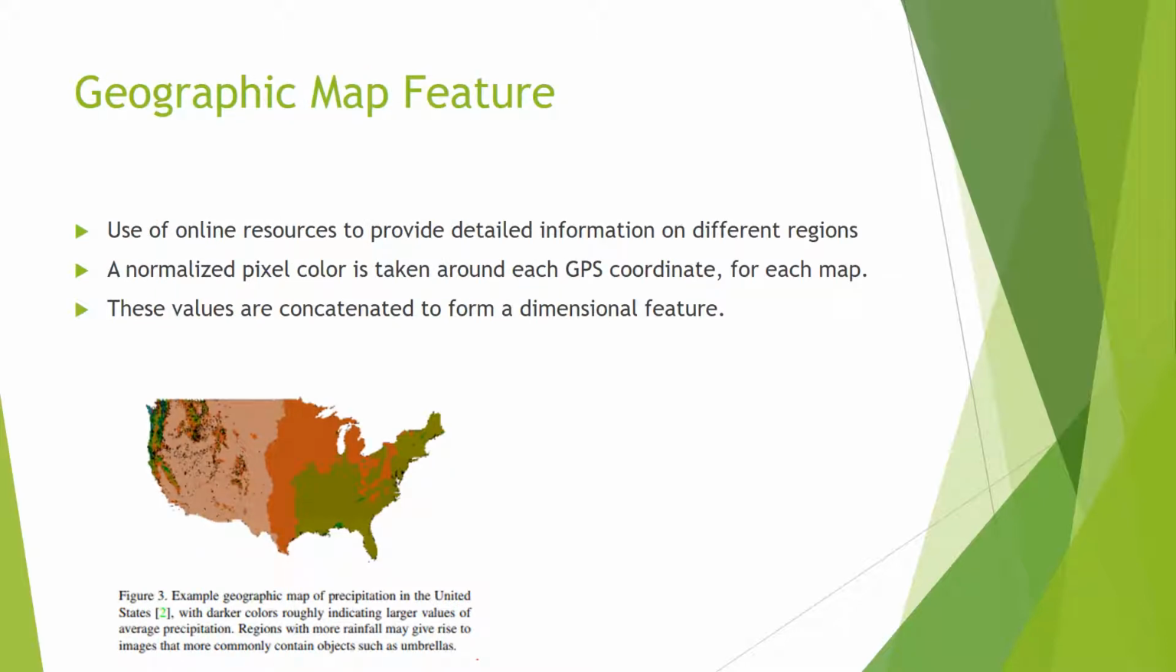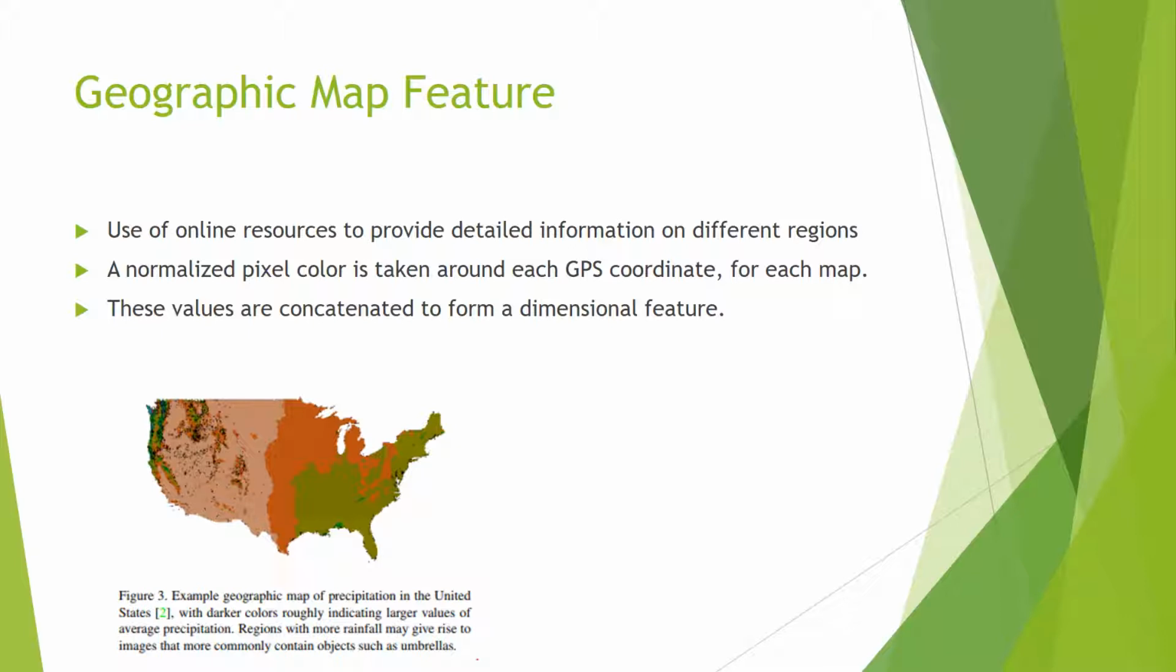Geographic map features. There exist many different types of geographic maps and datasets. Using indicators from these maps, we may be able to determine how likely an object may appear. For instance, using a topographic map, the elevation would tell us how likely it is to see snow, or an image from a high precipitation region would have a higher likelihood of having an umbrella.